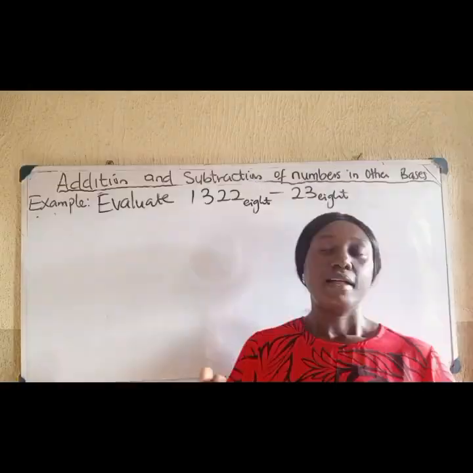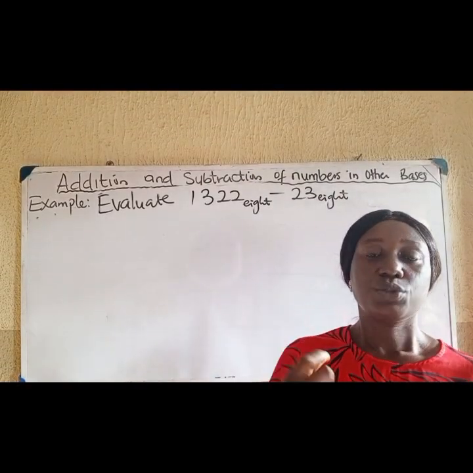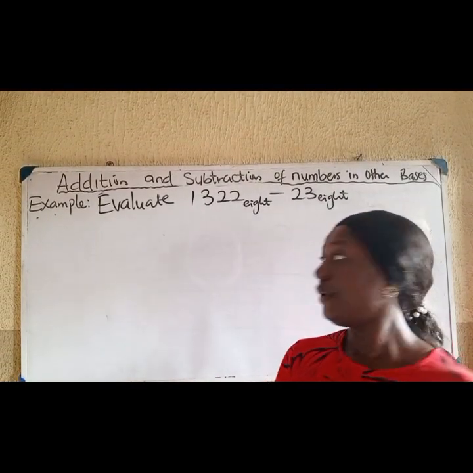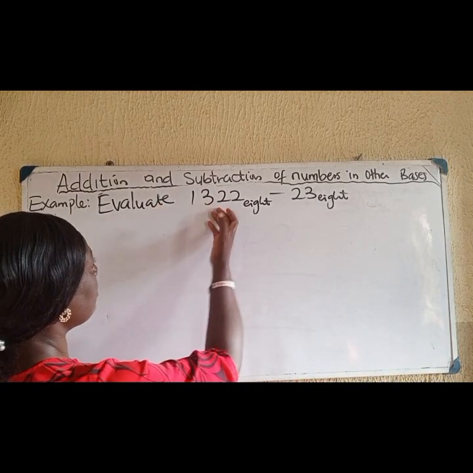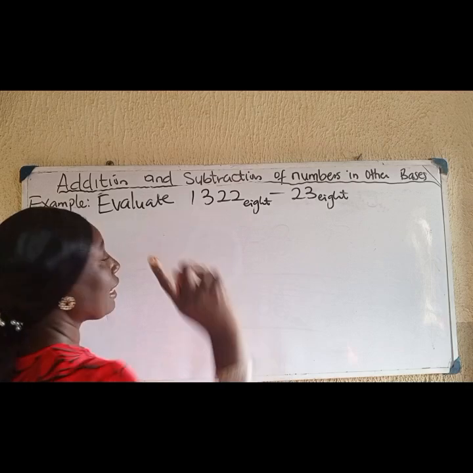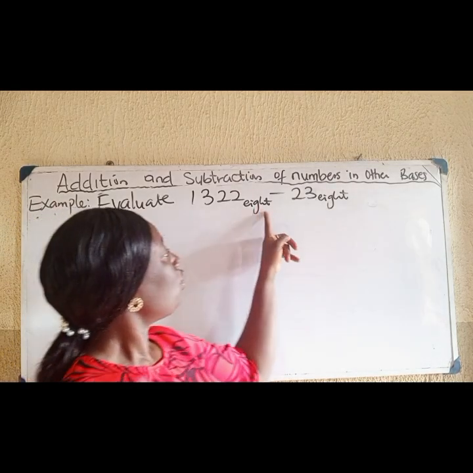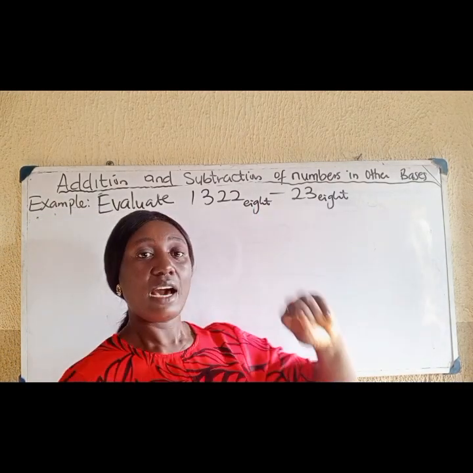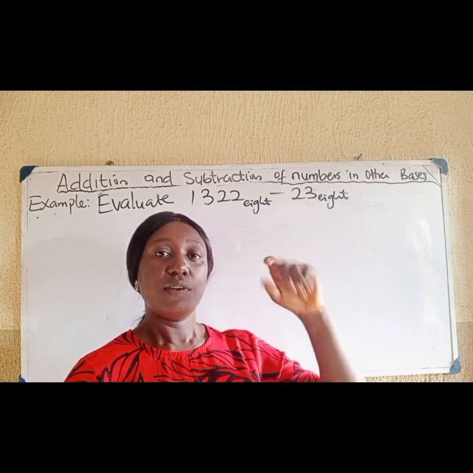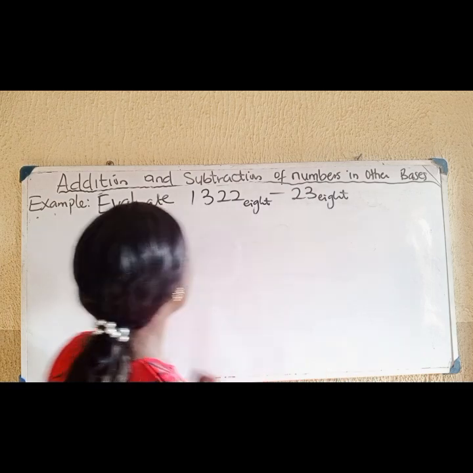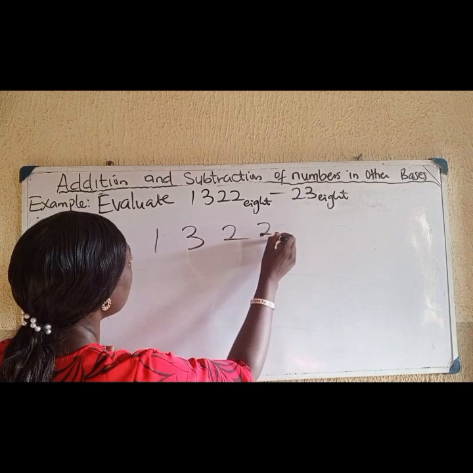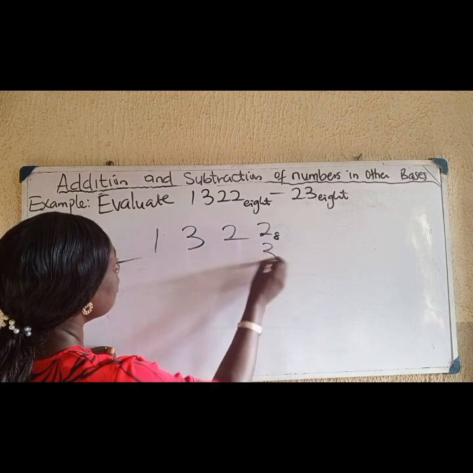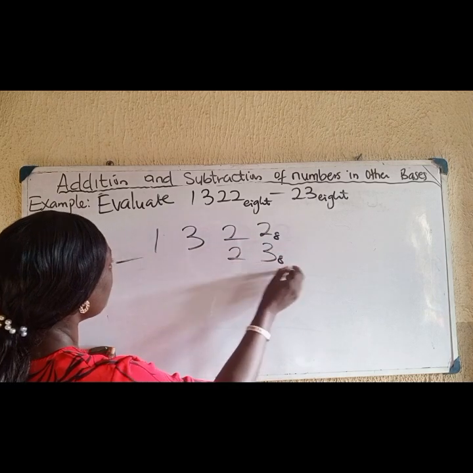I hope it's clear. Let's also see how to subtract in other bases apart from base 10. Now the question said that we should evaluate this minus this. So like I said, the first thing you look at is if they are of the same base. If they're of the same base, you subtract. So I have 1, 3, 2, 2 in base 8 minus, this is 3, 2, also in base 8.